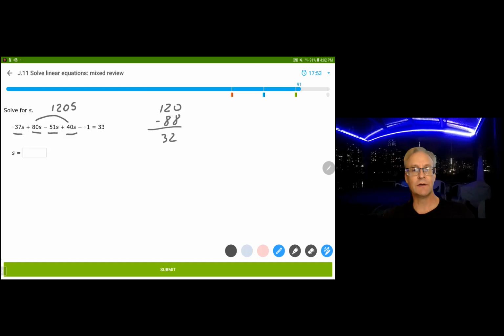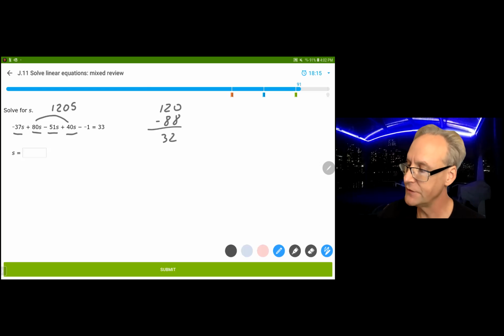Now, you might have noticed I did it very fast without doing any carrying or borrowing or anything. The reason I know it's 32 is because 88 is 12 less than 100. And I took away 100 and added 12. It's just an easy way of dealing with subtractions. Anyway, I get 32s.